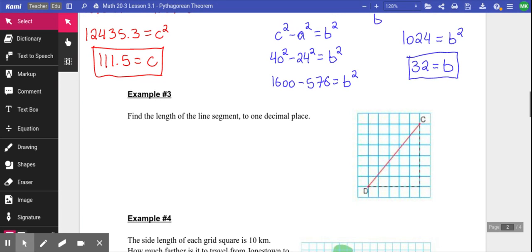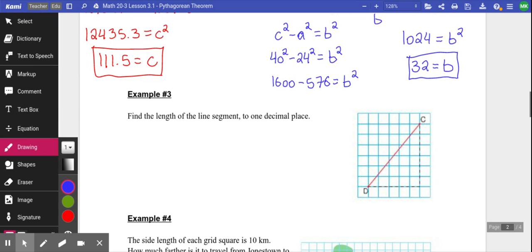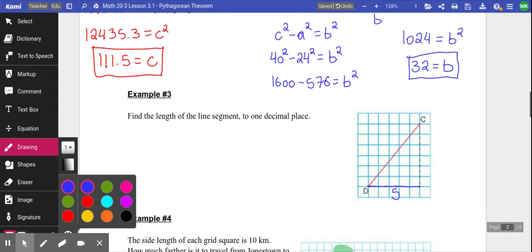Example 3. Okay, I'm going to leave you to do number 3 by yourself. I'm just going to help you start it. So if you look at that triangle, you'll notice there's no numbers on it. So you have to write the numbers. When you're looking at a triangle on a grid, you can count the horizontal line is 1, 2, 3, 4, 5 blocks. And the vertical line is 1, 2, 3, 4, 5, 6 blocks. To find the hypotenuse, you can't count the blocks because it's on an angle. So you'll have to do Pythagorean Theorem to find this value, which is C.